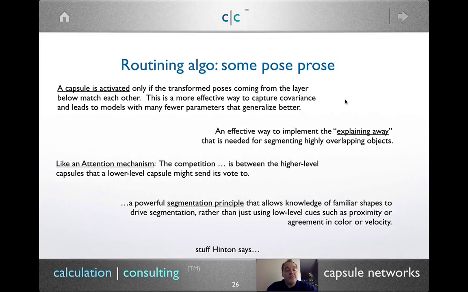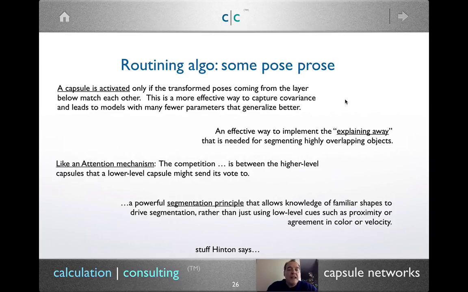Now this next one comes from the later paper, the matrix paper. The routing algorithm is like an attention mechanism. There's a competition, and it's between the higher level capsules that a lower level capsule might send its vote to. So there's a feedback loop between the higher capsules and the lower level capsules. It's not between the lower sending votes to the higher. It's between the higher level capsules that a lower level capsule would send its vote to. So which higher level capsule gets the vote?